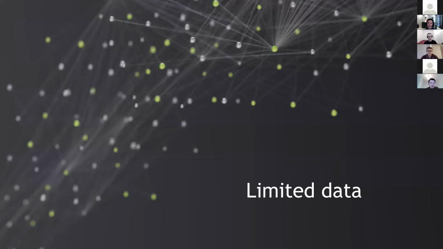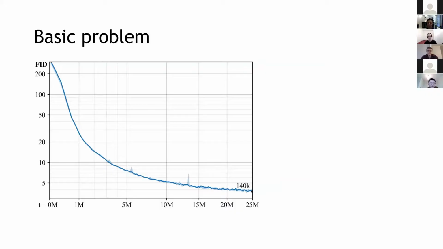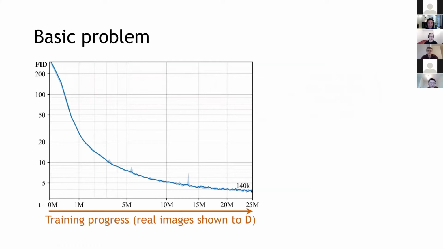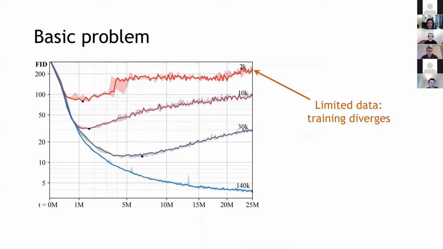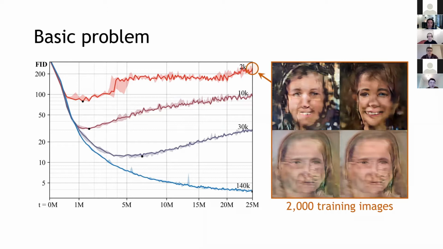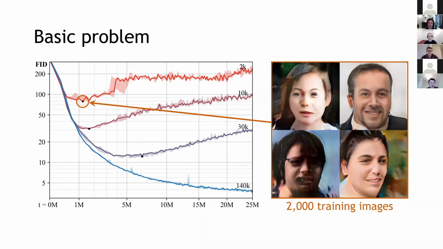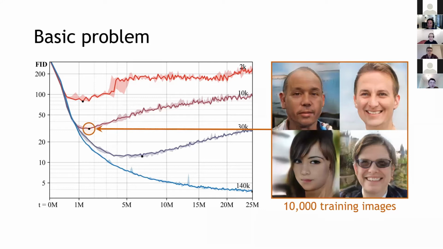So why does this process require so much data then? Here's a typical convergence curve of StyleGAN 2. The x-axis is the training progress. The y-axis is Fréchet inception distance, lower is better. We can see that if we have enough data, the convergence is steady and the results keep improving the longer we train. But if we have too little data, the training diverges and the results actually start to get worse and worse. At the end, the images are completely broken. At some point they were better, but still quite far from what we'd like to see. If we add more data, we'll get better results, but we're not quite there until we have in the ballpark of 100,000 images.